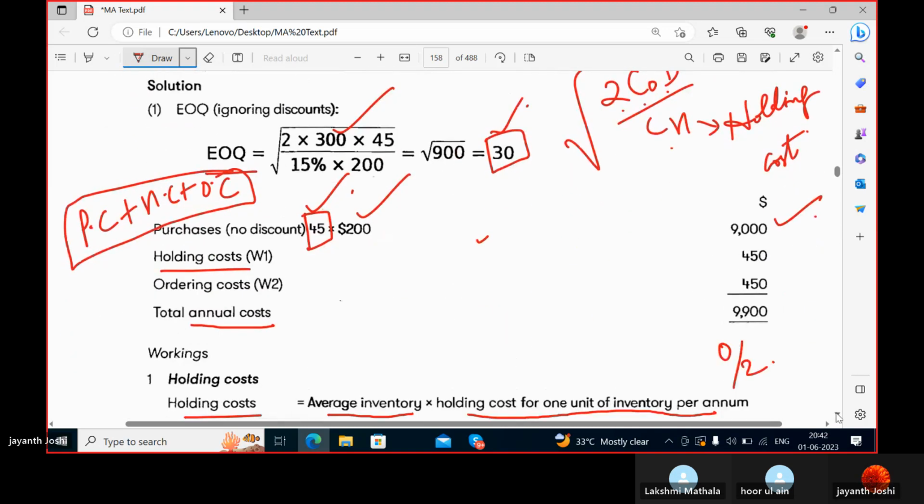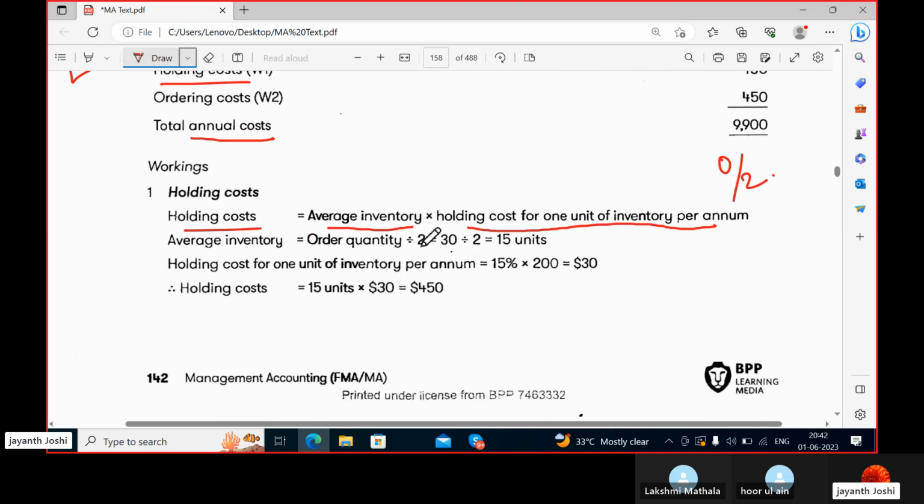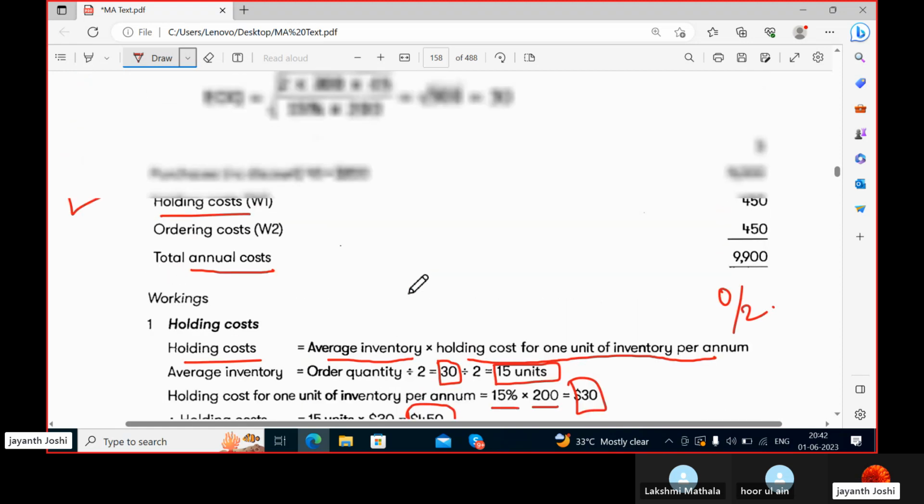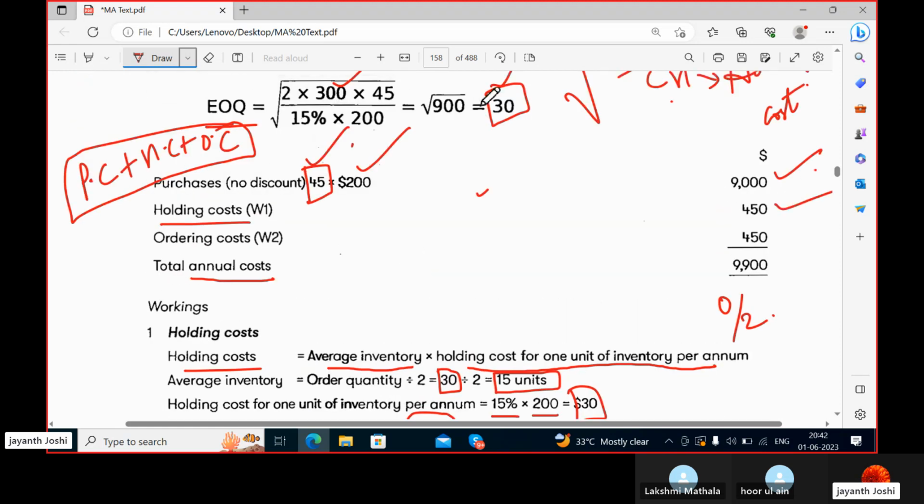Here we are going to maintain our inventory at EOQ. Divided by 2, that gives us the average inventory we are going to maintain. So the average inventory into the holding cost per unit. What have they told about the holding cost? It is 15% of the purchase cost. So $30 into 15 units, $450 is our holding cost. We are going to take that here when we are maintaining our inventory at economic order quantity.